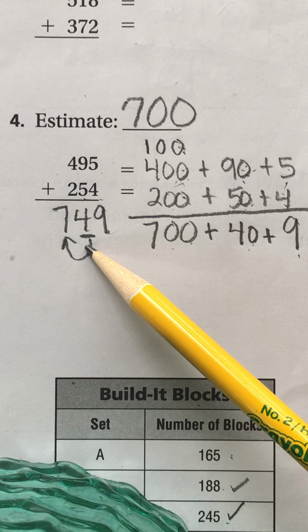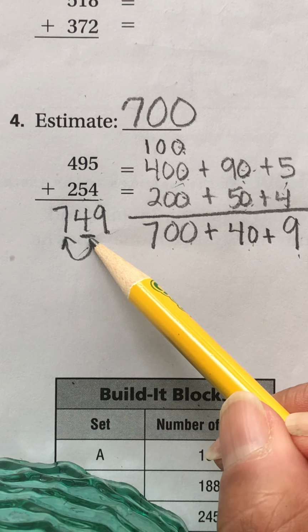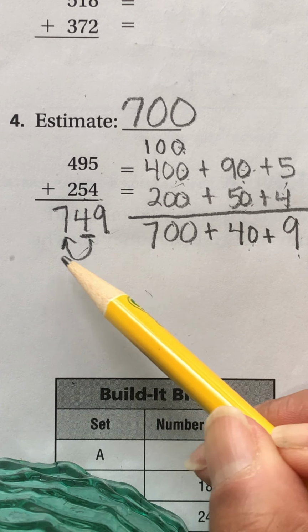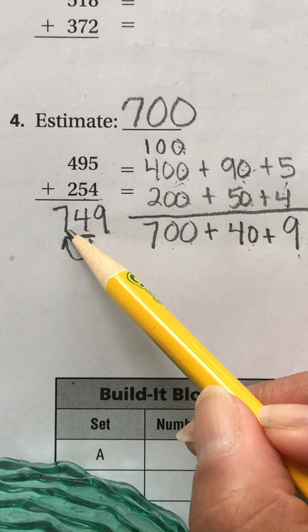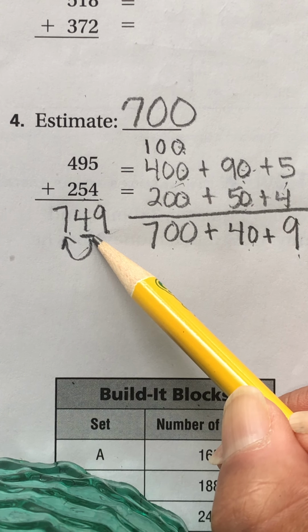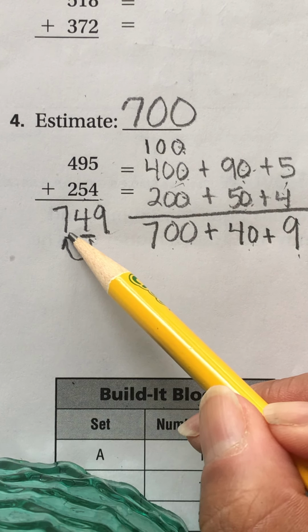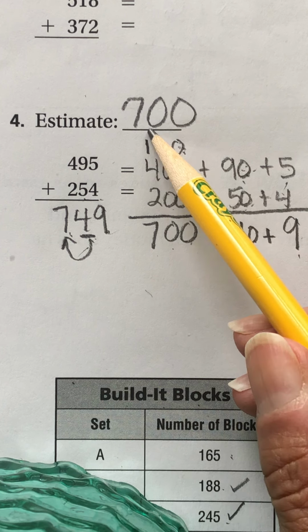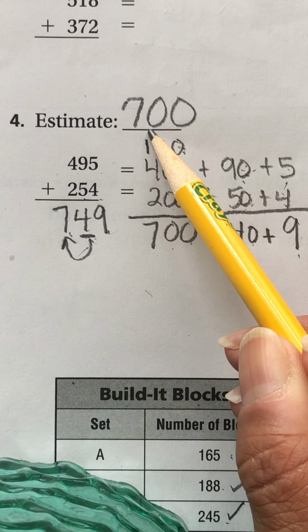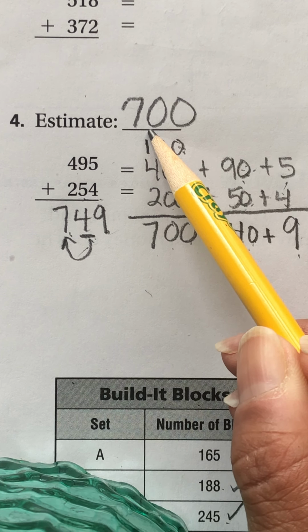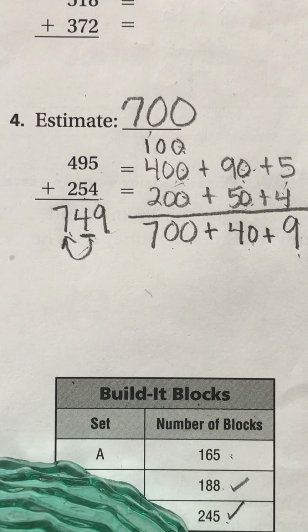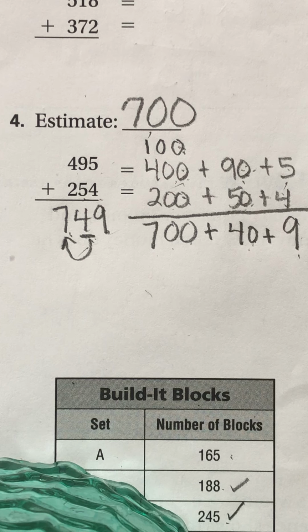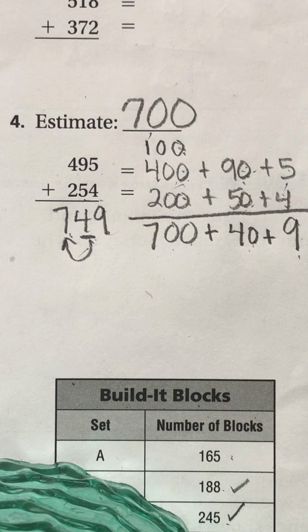Now I need to round that to the nearest hundred. I underlined the 4 to see what to do to the 7. 4 is a low number, so I'm going to stay at 700. So 749 rounds to 700. Everybody see that? Okay, please copy. If I was going too fast, you can pause the video and then you can play it when you're ready to continue.